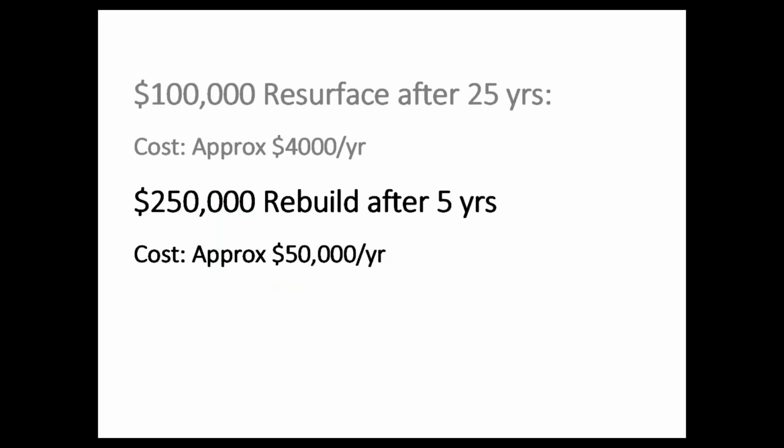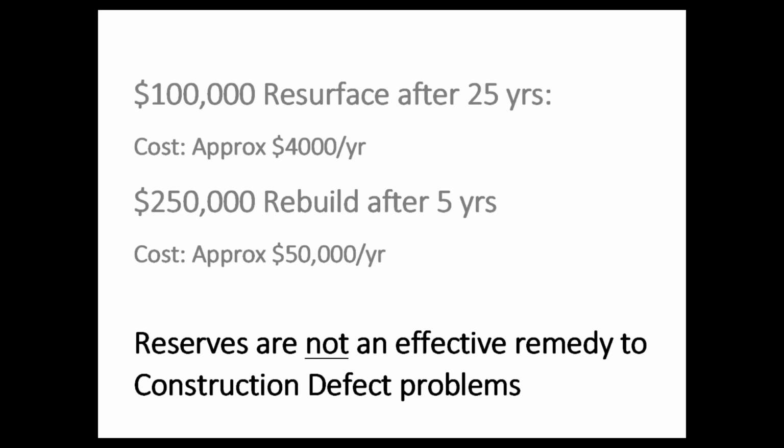So now you look at the cost. Well, instead of resurfacing, now we're talking about rebuilding. Maybe that involves redesigning it, doing new drainage, basically reconstruction from the ground up. And instead of $100,000, it's now $250,000 in the next 5 years. So now your community and your board is faced with, how are we going to come up with $50,000 a year?